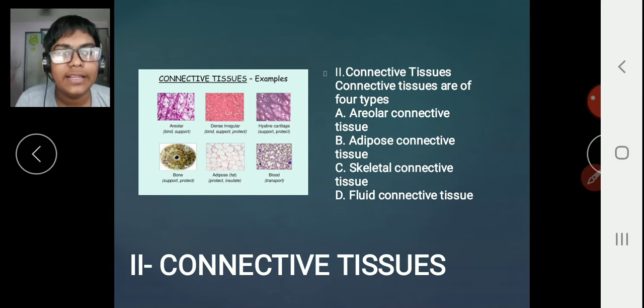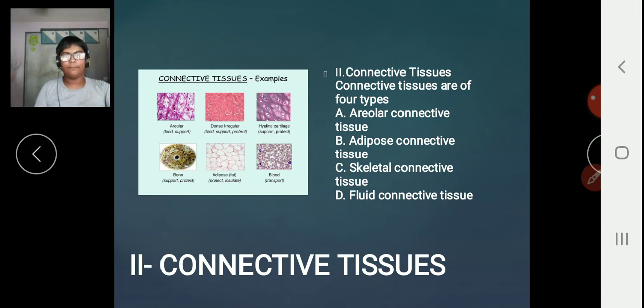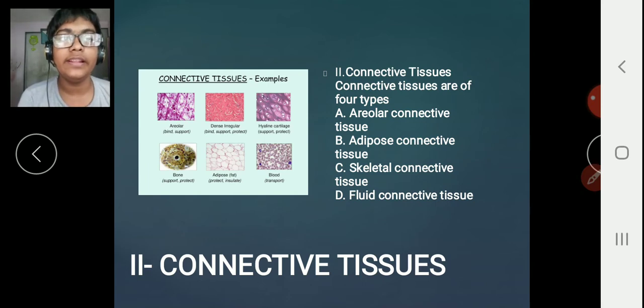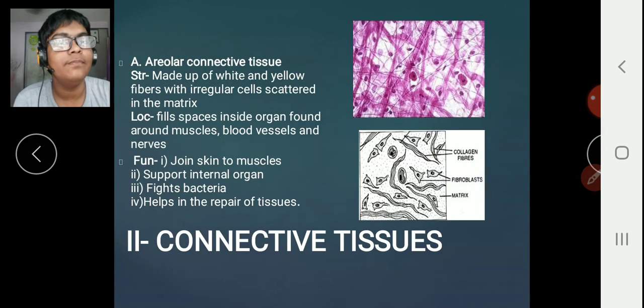Next is the connective tissues. Epithelium tissue is complete. Now it's the connective tissue. Connective tissue are again of 4 types: areolar connective tissue, adipose connective tissue, skeletal connective tissue, and fluid connective tissue. So let's learn each of them. First is the areolar tissue.